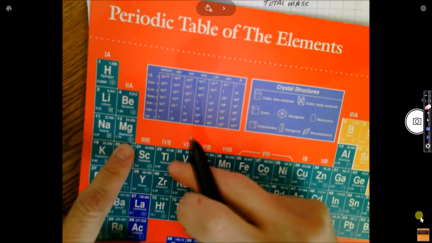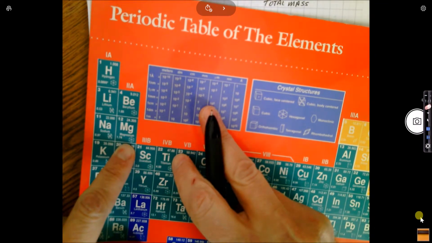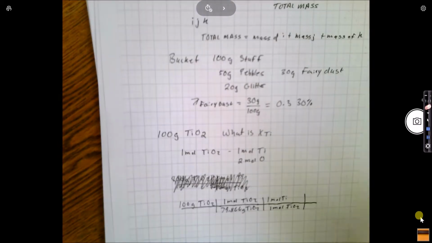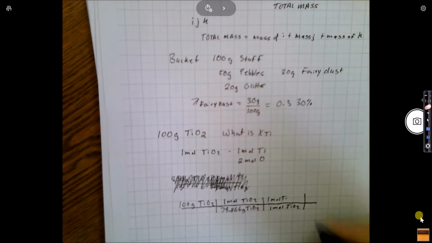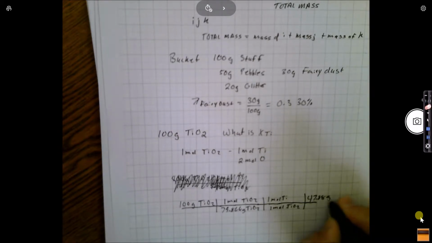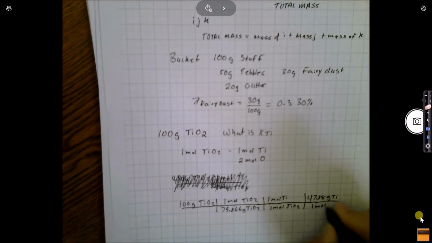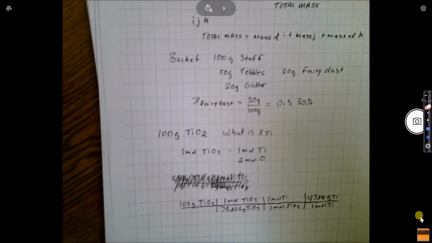But here we're looking at titanium, Ti. It has an atomic weight of 47.88. So we know there are 47.88 grams of titanium in 1 mole of titanium.